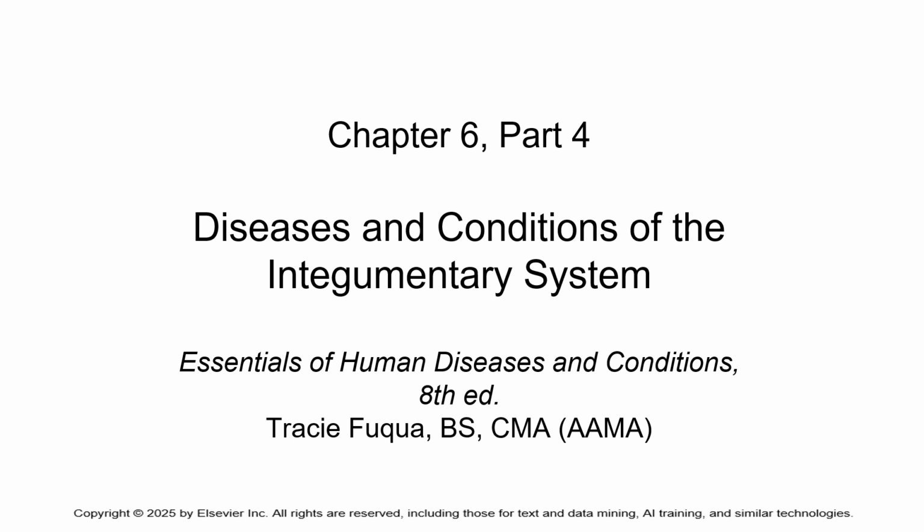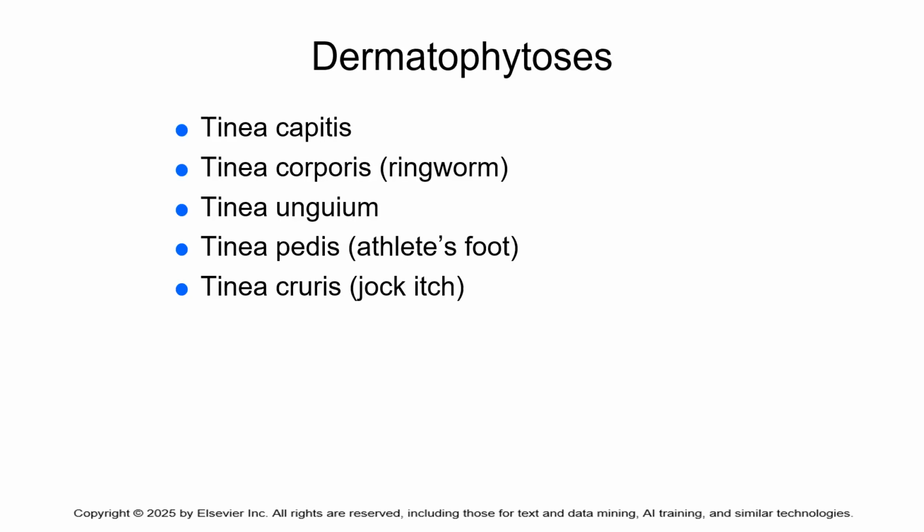This chapter covers integumentary or skin diseases and disorders. Dermatophytosis, another term here is tinea, is a chronic fungal infection of the skin. They'll usually have a border in the lesions with some scaling. Different types that you might see are tinea capitis, tinea corporis, tinea unguium, tinea pedis, and tinea cruris. Capitis is going to be more head, corporis is going to be ringworm, and unguium is going to be nail.